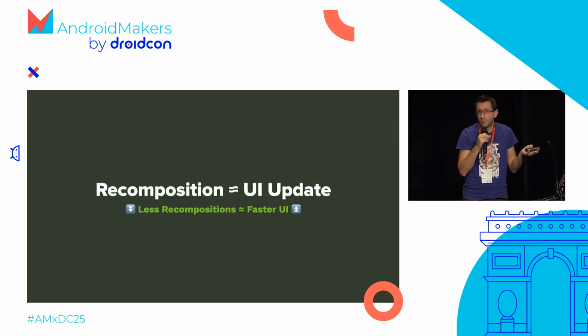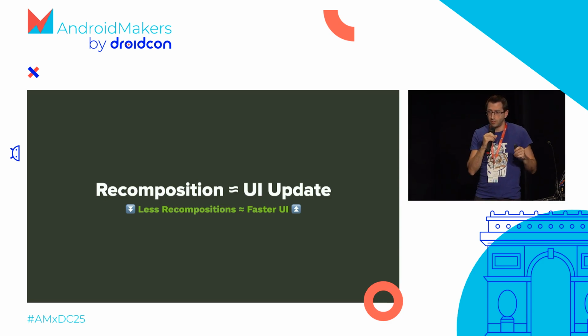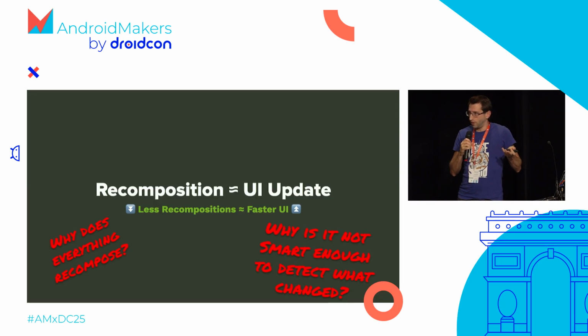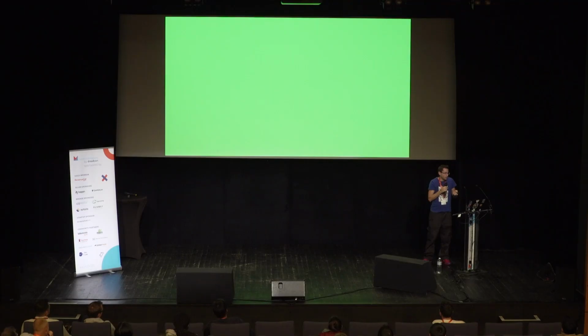If you have things that should update, like an animation, great, update those. But these other things did not have to update. So those could cause bad performance down the line. But how about the other questions that we had? Why does everything recompose? Why is it not smart enough to detect these changes? Well, I'm glad you asked.